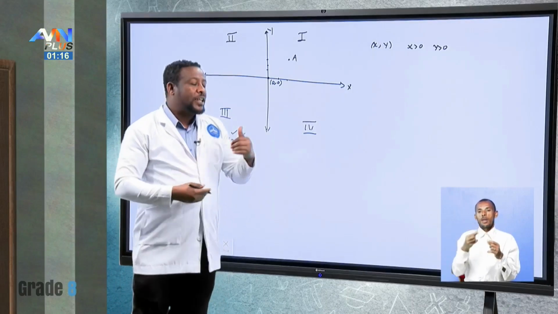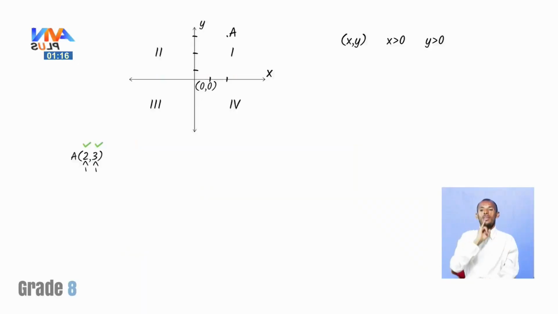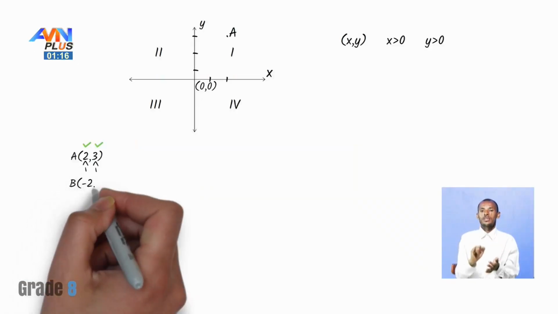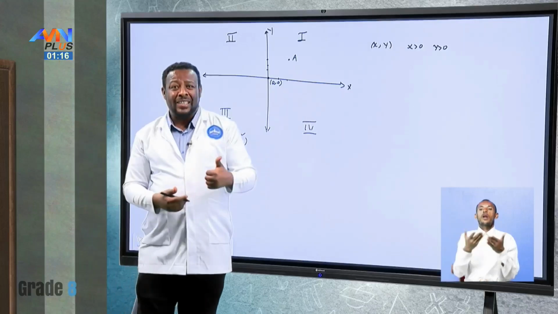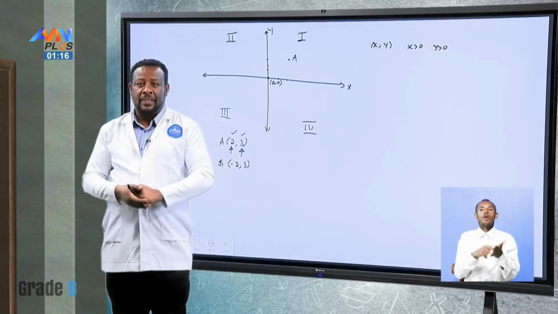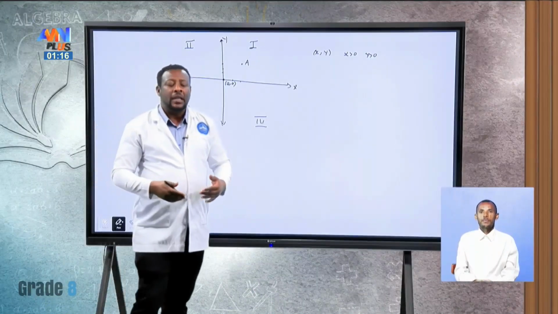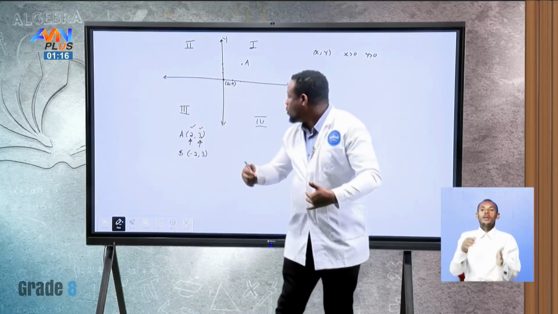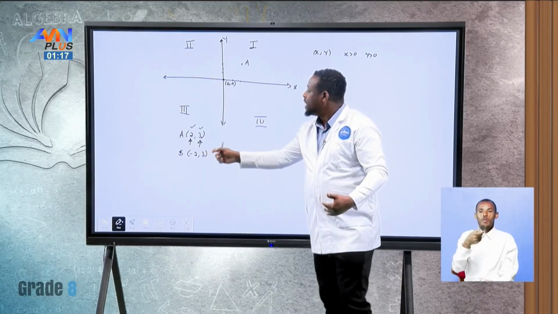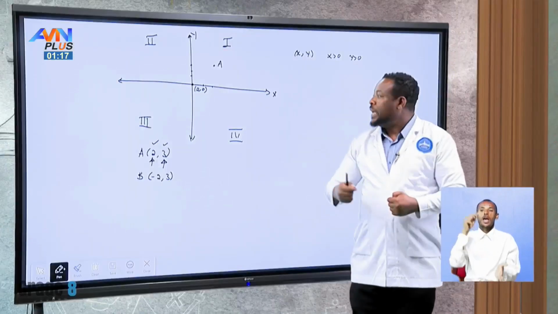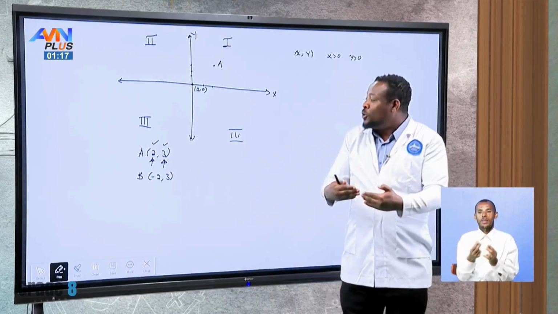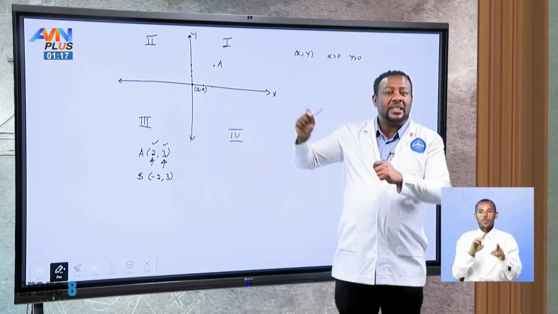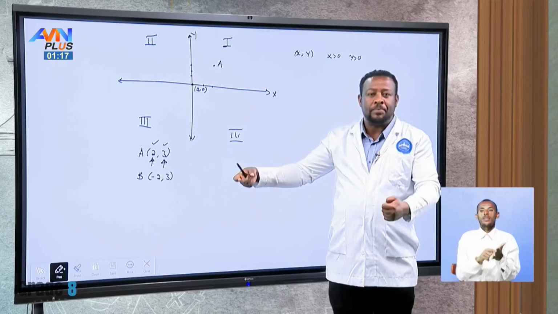What if the point is, say, the point with entry minus 2, 3? Where do you think this point is located? Well, minus 2, 3 is a point in the second quadrant. So how do you locate this point in this Cartesian coordinate system?